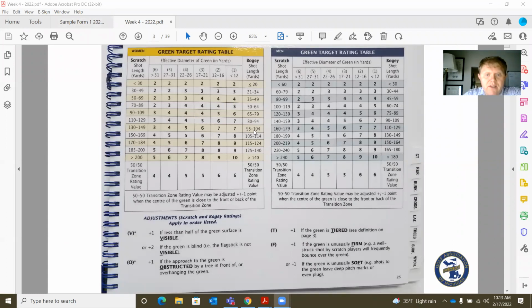So, another clarification on the visibility. 50 to 100% of the green not being visible, but the flag is visible, is still a +1. And that is a correct statement. So 99 times out of 100, we're going to have the +1 V adjustment.